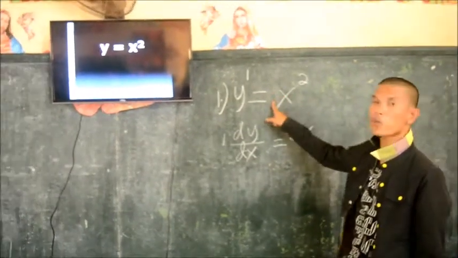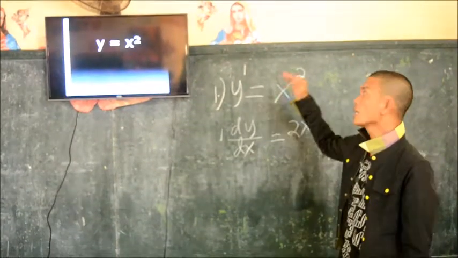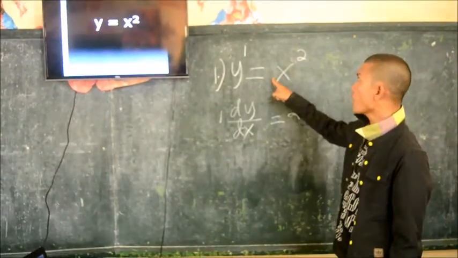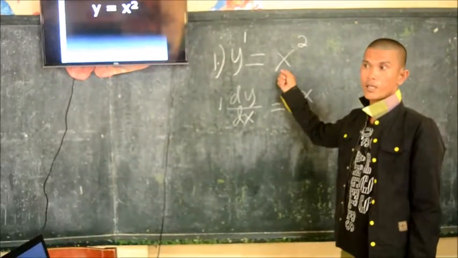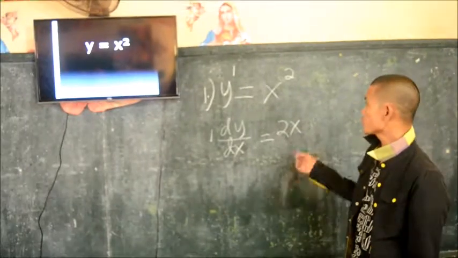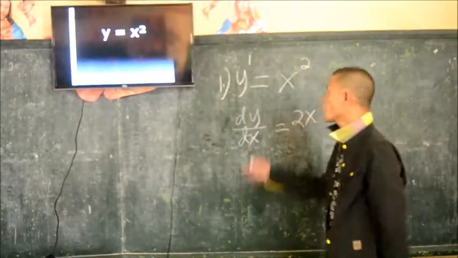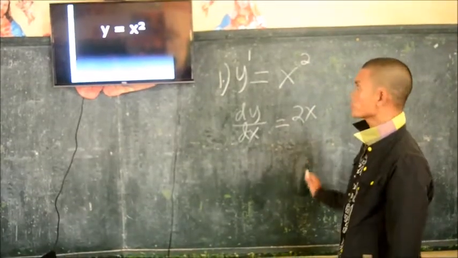Since we have one numerical coefficient here, we need to multiply the numerical coefficient of this variable times the exponent, which gives 2x. So remember, the 1 here can be omitted. So dy over dx is equal to 2x.